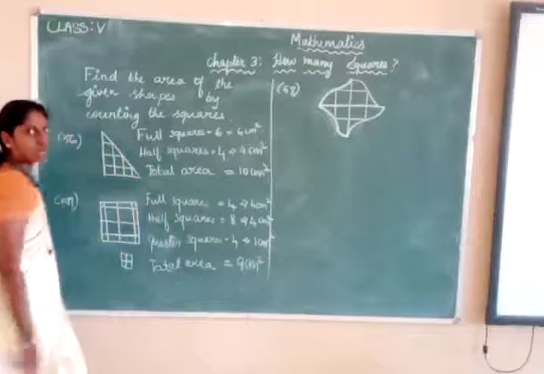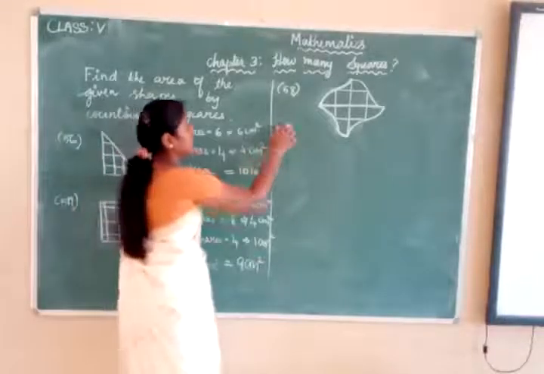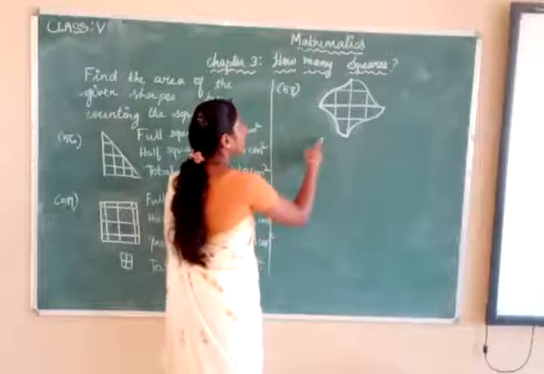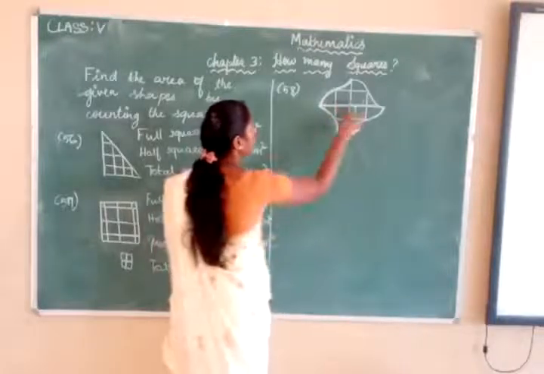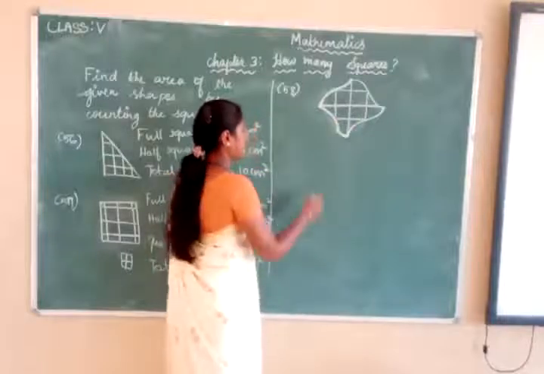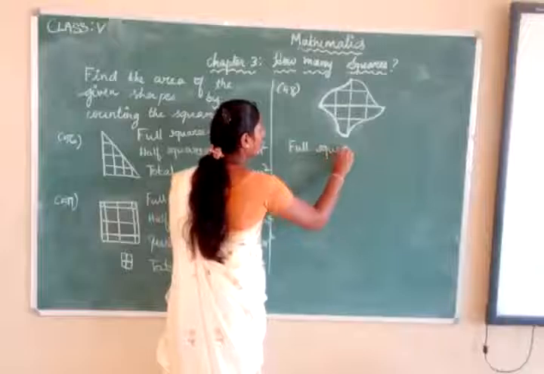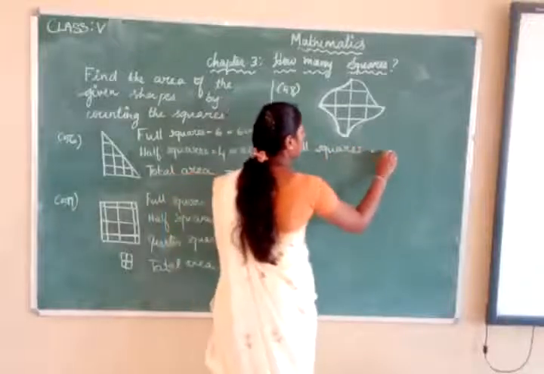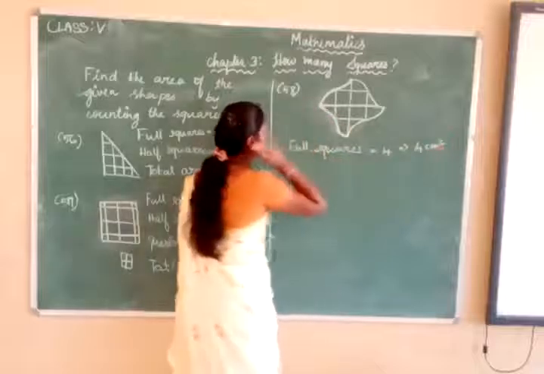Is it clear for all of you? Now let us look into the next question, C58. Can you see this figure? So here how many full squares are given? 1, 2, 3, 4. Yes. So full squares is 4. So this is the same as 4 centimeter square. Then any half squares? No.